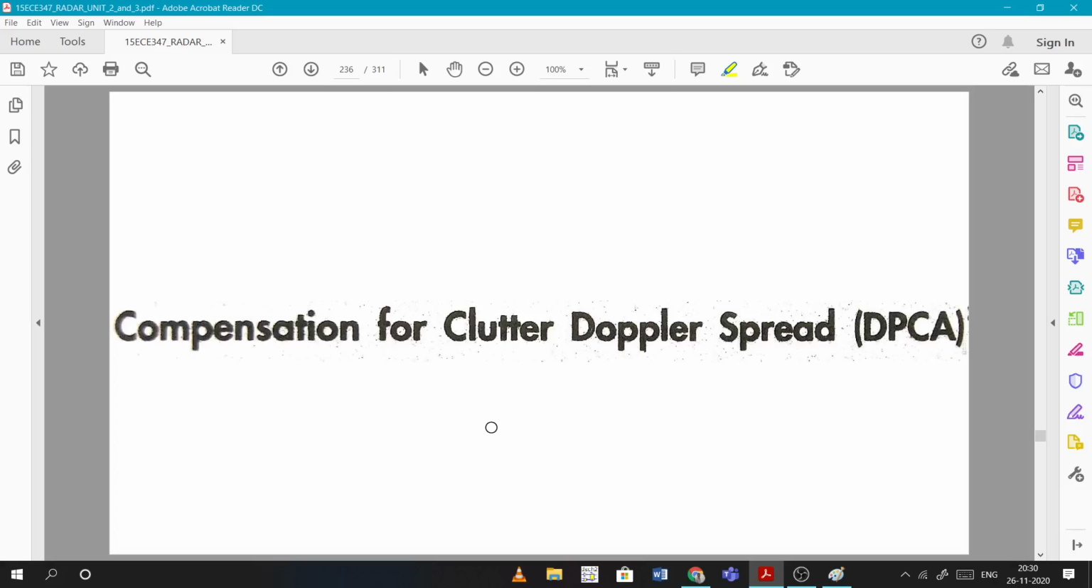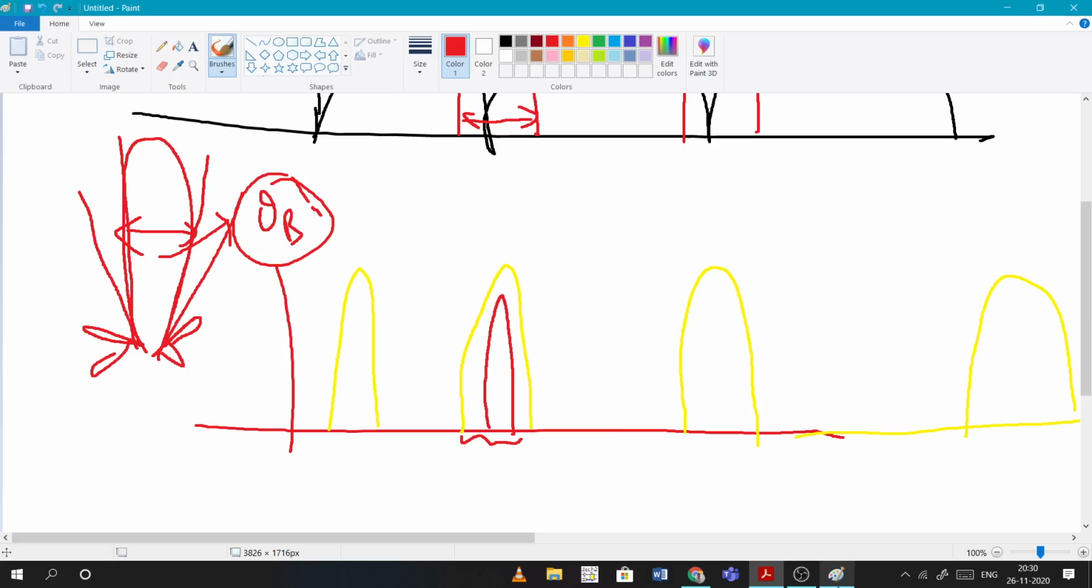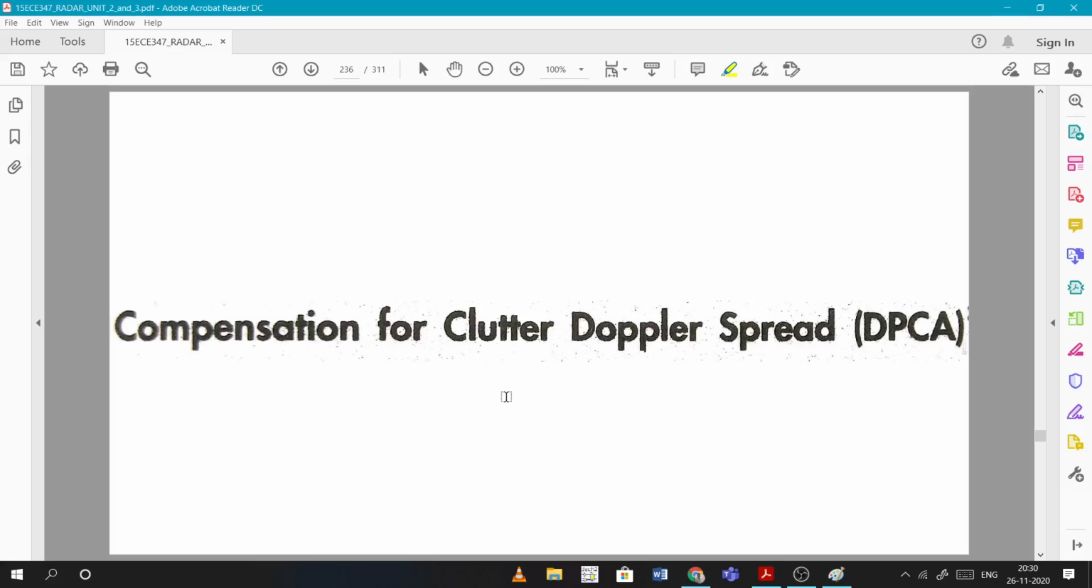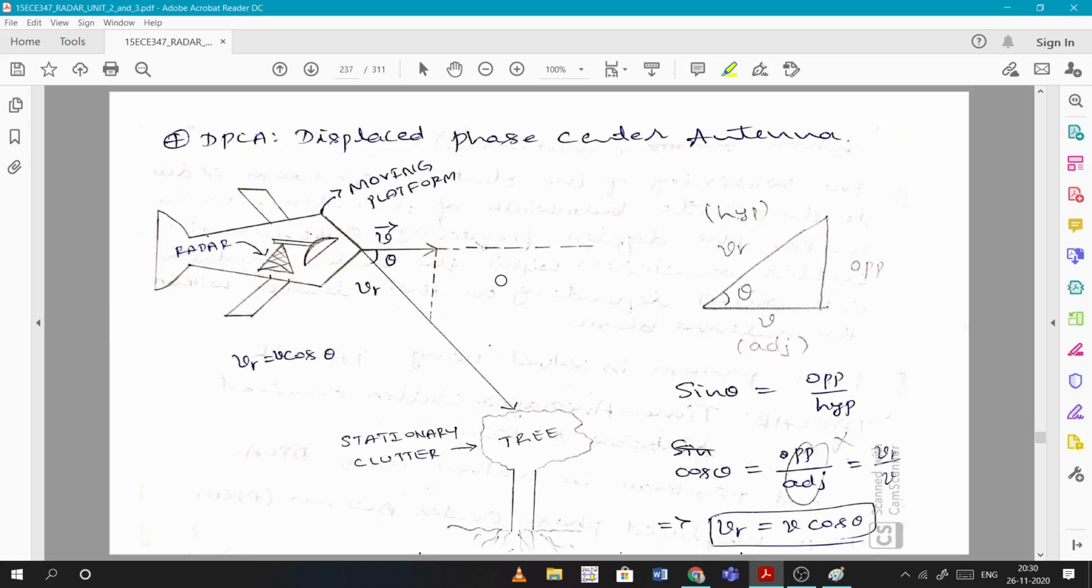So, compensation for clutter Doppler spread. Clutter Doppler spread means the widening of the clutter width. That can be done by DPCA, the displaced phase center antenna. How can it do that? Let us take this airborne antenna, the radar on a moving platform moving at a velocity v, and there is stationary clutter here.